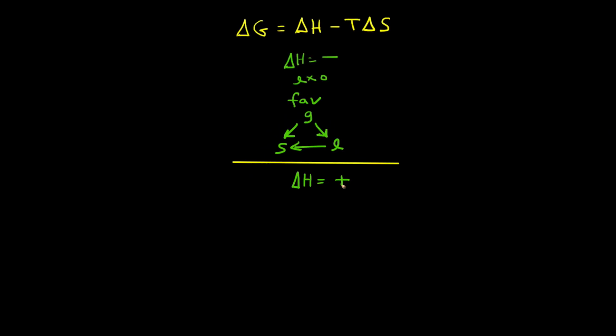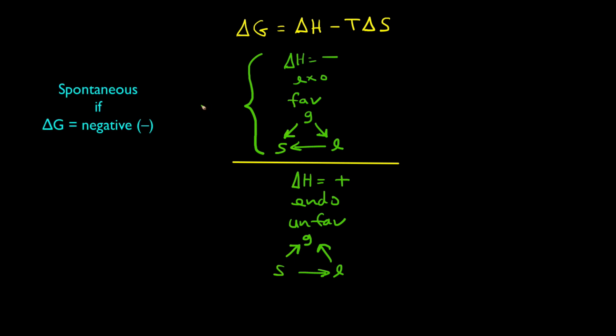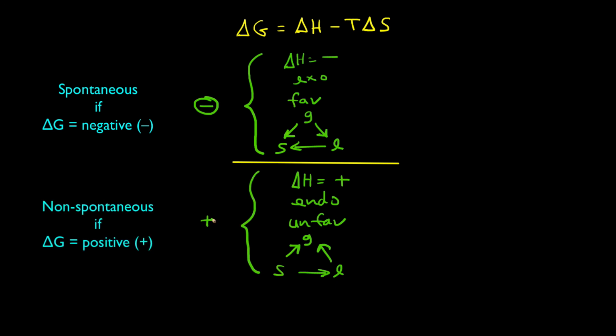Similarly, we know if delta H is positive, that is an endothermic reaction that is unfavorable towards spontaneity, and that too is related to certain phase changes. These circumstances describe a situation in which delta G becomes more negative, and that is favorable towards spontaneity. These sets of circumstances make delta G more positive, and that tends toward non-spontaneity.